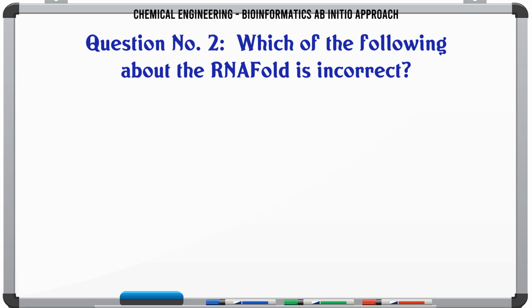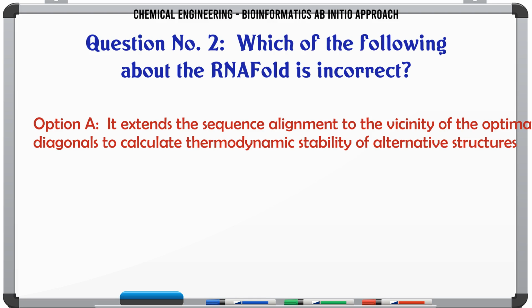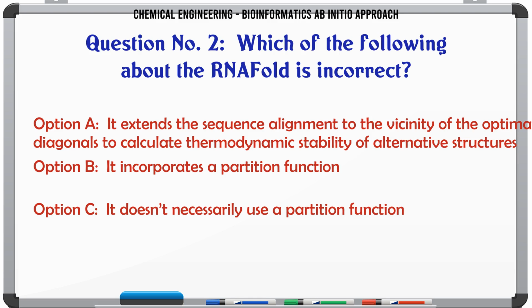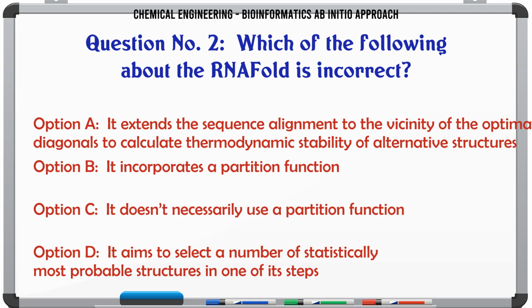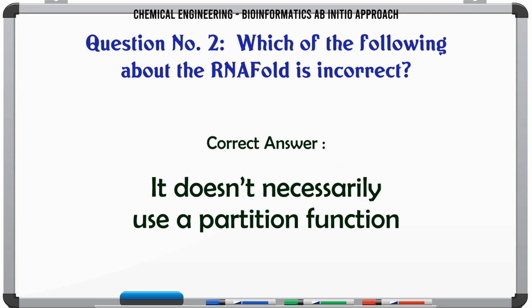Which of the following about the RNAfold is incorrect? A. It extends the sequence alignment to the vicinity of the optimal diagonals to calculate thermodynamic stability of alternative structures. B. It incorporates a partition function. C. It doesn't necessarily use a partition function. D. It aims to select a number of statistically most probable structures in one of its steps. The correct answer is: it doesn't necessarily use a partition function.